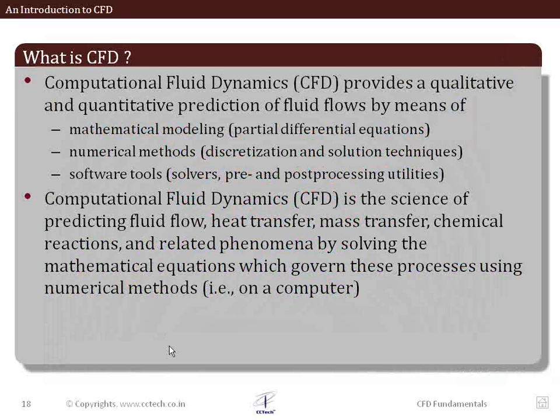So CFD is basically a tool by which we have a qualitative and quantitative prediction of fluid flows, any flow phenomena. For that reason, I would rather term CFD as computational flow dynamics than just fluid dynamics. Please don't limit yourself to just fluid dynamic studies. We can analyze any phenomena where there is flow involved.